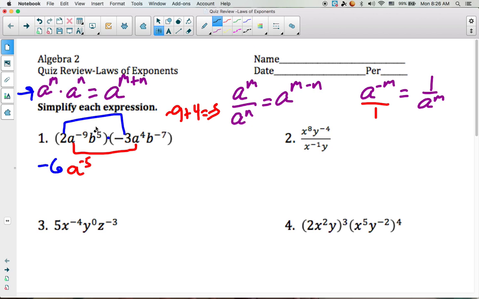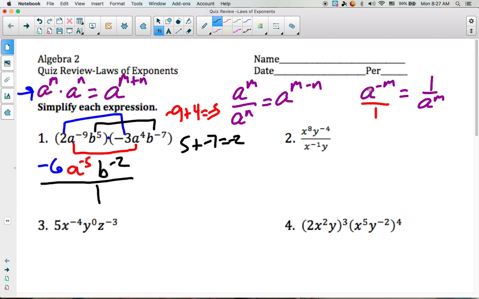Then we're going to go b to the 5th times b to the negative 7th. We'll keep our base of b. We'll go 5 plus negative 7 gives us negative 2. Now, we are not allowed to have negative exponents in our final answer. So what we're going to do is we're going to make this a fraction.